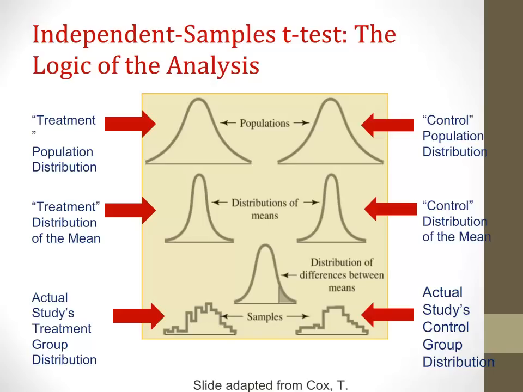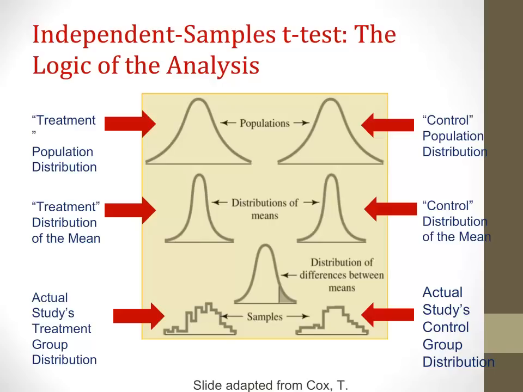This distribution represents all possible differences between the mean of the treatment group and the mean of the control group if the researcher were to conduct a study numerous times. Let me say that again. This distribution represents all the possible differences between the mean of the treatment group and the mean of the control group if the researcher were to conduct the study numerous times.